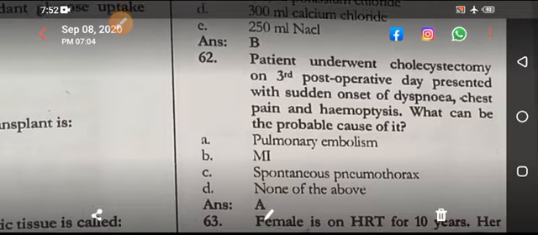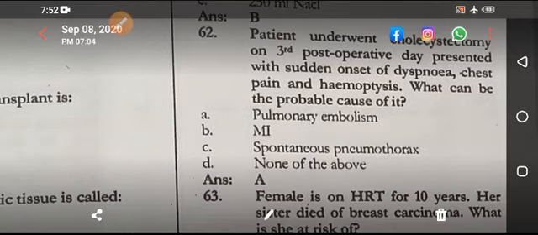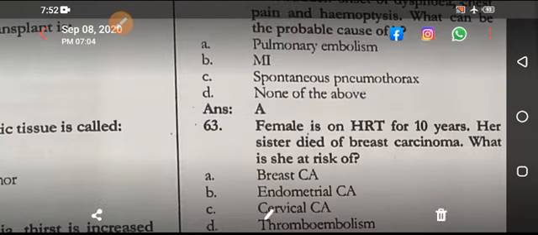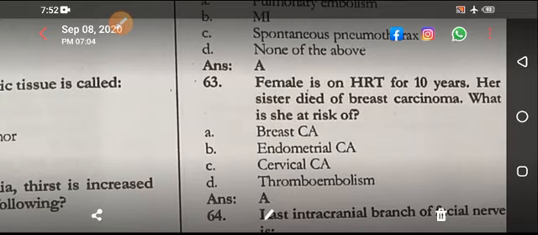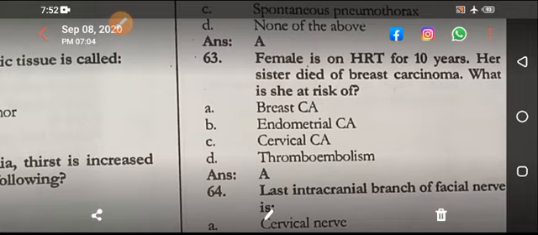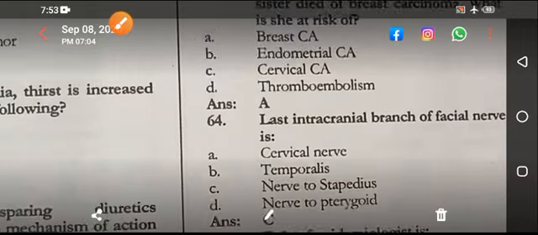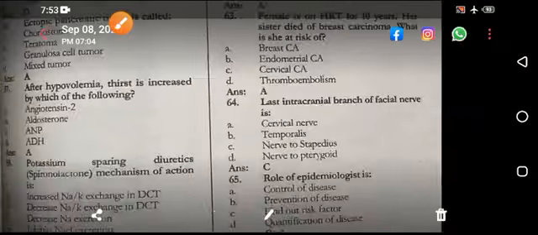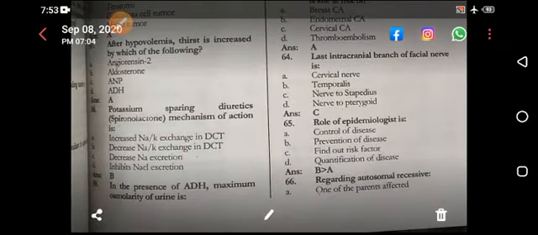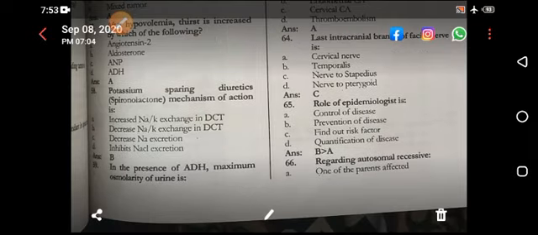Patient underwent cholecystectomy. Third post-operative day, dyspnea, pain, and hemoptysis. Answer is pulmonary embolism. Female is on HRT for 10 years. Her sister died of breast carcinoma. What is she at risk of? Breast carcinoma. There is a 40% increased chance only if family history is positive. But if a patient is also using HRT, hormone replacement therapy, there is further increased risk. Last intracranial branch of facial nerve is nerve to stapedius. The role of epidemiologist is the prevention of disease.